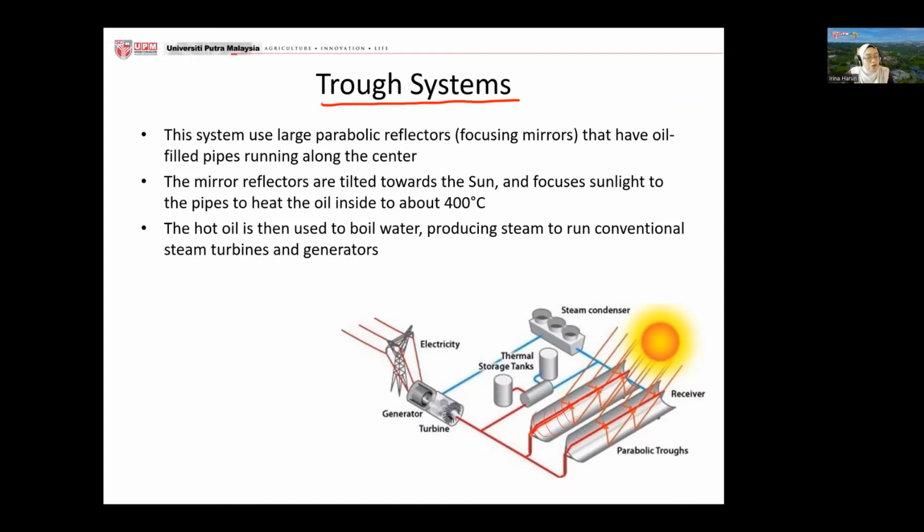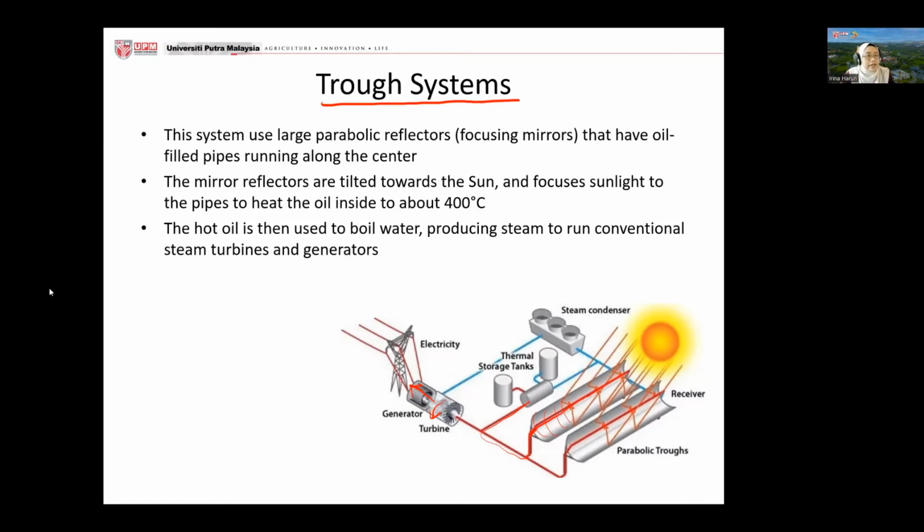Okay, and this hot oil will be used to boil water actually. So you don't use that to turn the turbine, but you use that oil to boil water, and when water is boiled, it produces steam, and that steam is used to turn the turbine. And as that turns, electricity is being produced.